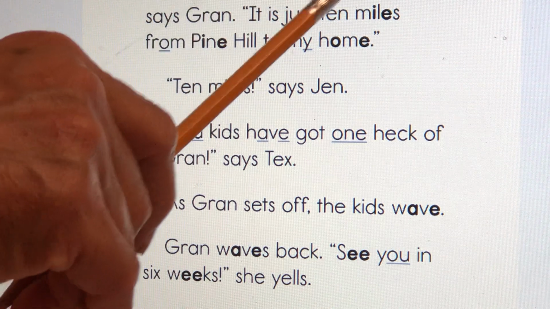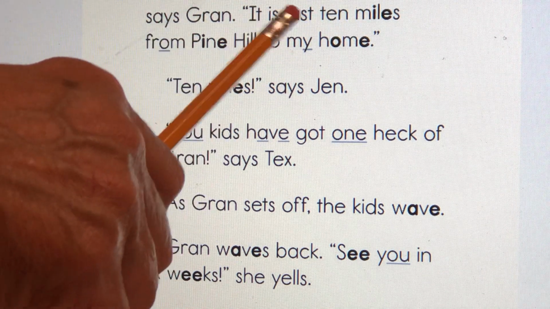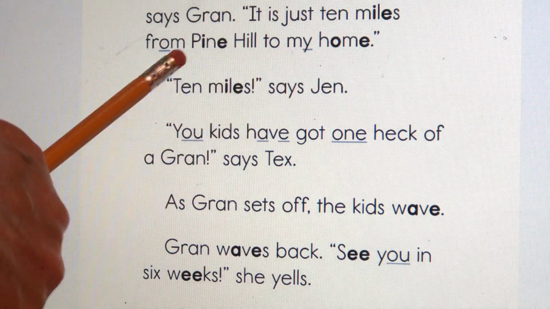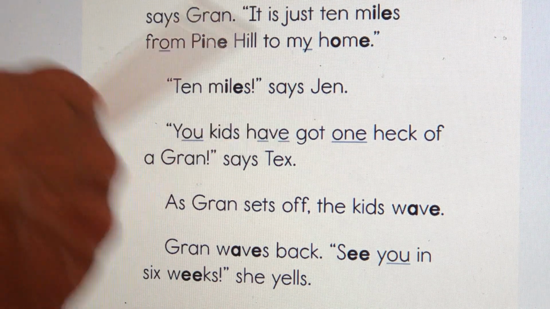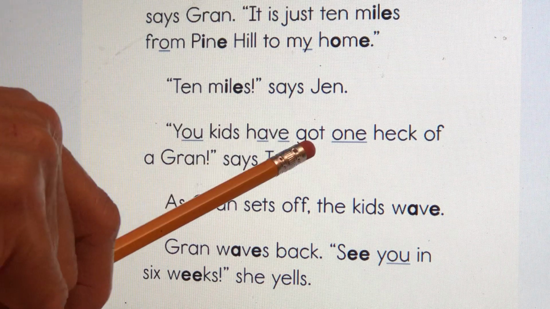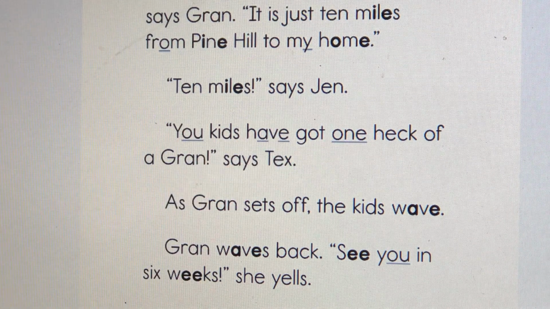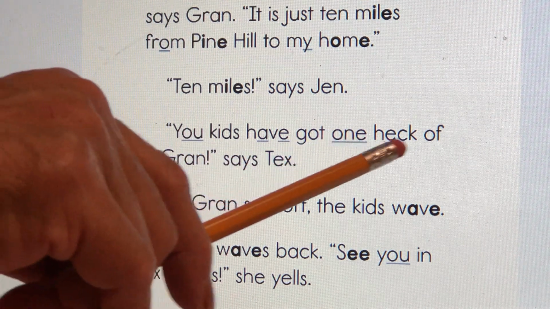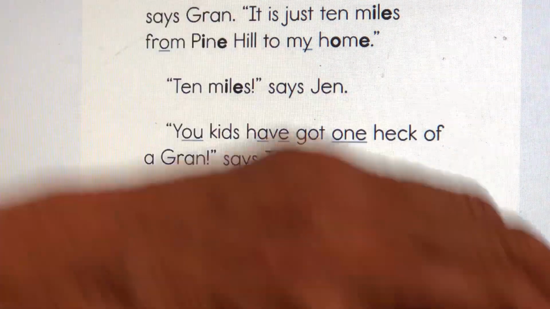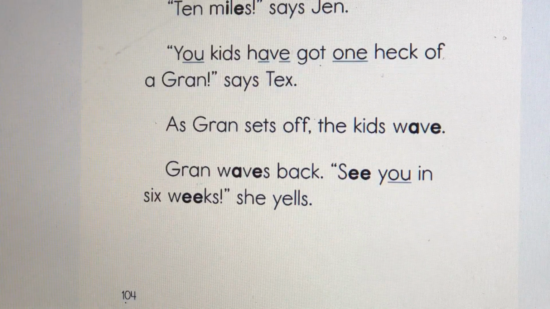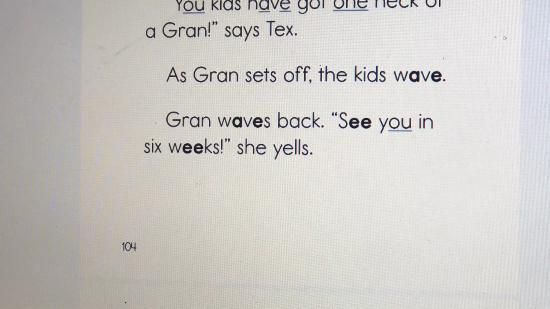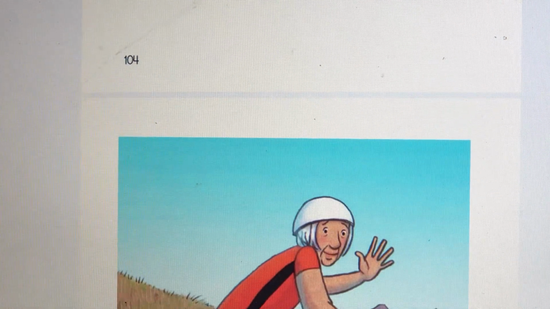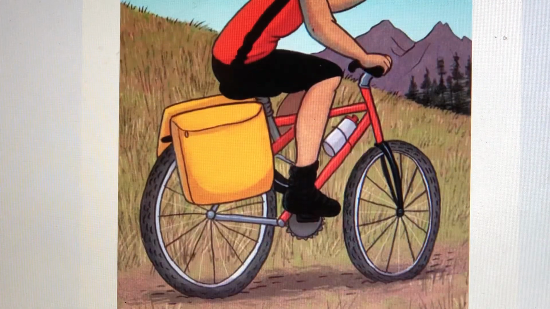Then I will be close to home, says Gran. It is just 10 miles from Pine Hill to my home. 10 miles, said Jen. You kids have got one heck of a Gran, says Tex. Did you hear what Tex says? You kids have got one heck of a Gran, says Tex. As Gran sets off, the kids wave. Gran waves back. See you in 6 weeks, she yells. And there she goes off on her bike.